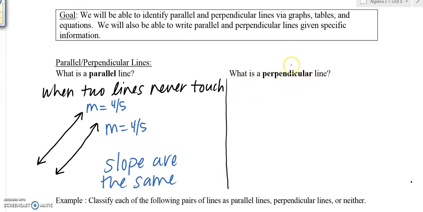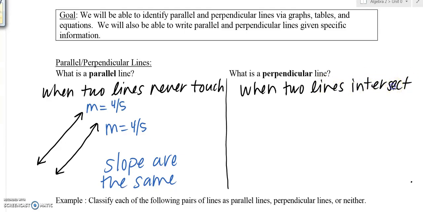A little bit different of a situation that we have going on is perpendicular lines. So what is a perpendicular line? Let's go ahead and write when two lines intersect. So this is when they actually do cross at some point. And again, let me give you an example here. So we have our diagonal, and let's say we have a diagonal going the other way, kind of through it. They're intersecting. They technically have to intersect at this 90-degree angle right here.